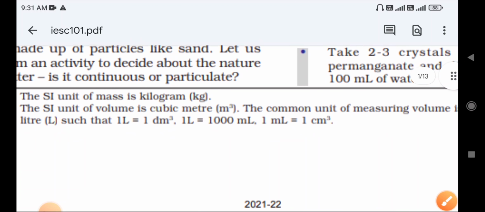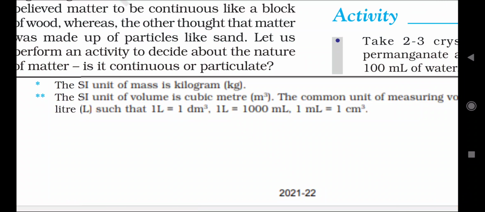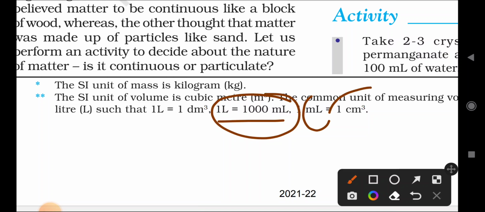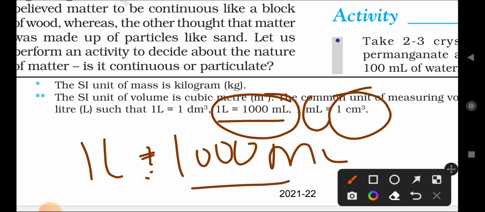The common unit of measuring volume is liter, such that 1 liter is equal to 1 decimeter cube. So 1 liter is equal to 1000 ml. In 1 liter how much milliliter is there? 1000 milliliter, and 1 milliliter is equal to 1 centimeter cube.